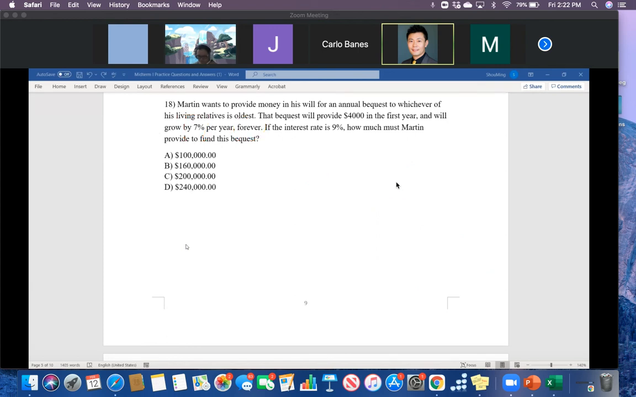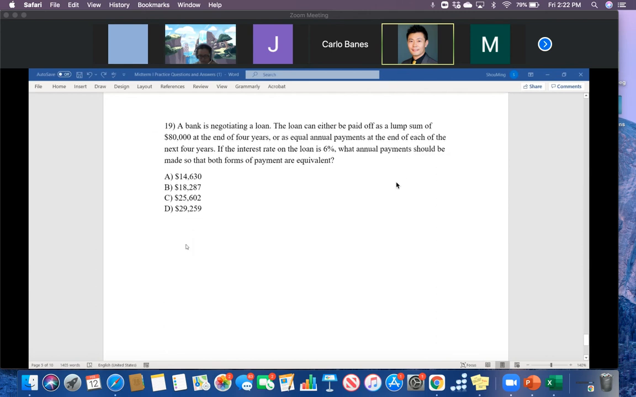Okay, so let's go to question 19. So a bank is negotiating a loan. The loan is either paid off as a lump sum of 80,000 at the end of 4 years, or equal annual payments at the end of each of the next 4 years. If the interest rate is 6%, what annual payment should be made so that both forms of payment will be equivalent? So basically, we have how many years? 4 years.